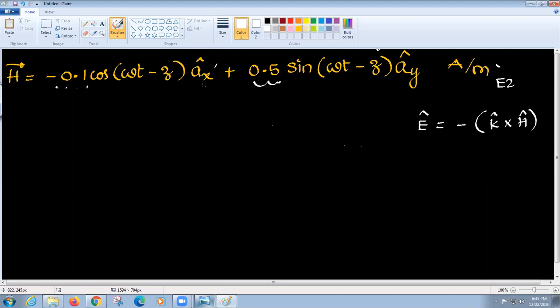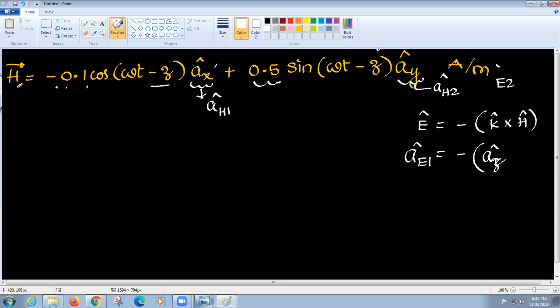Now this belongs to H, so I can write it like this: this is AH1 and this is AH2, respectively. Now I want to find AE1, the first component. So let me put down AE1, and I can write it here with AZ.